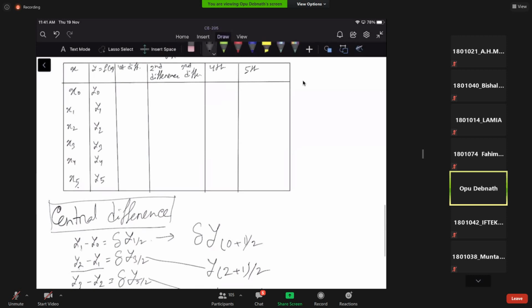So the first difference is y half, y 3 by 2, and so on. Y 5 by 2, 7 by 2. So for this case, subtract these elements from these elements, and you will find del square. That means the second difference. Here one is missing. Okay, that will go.